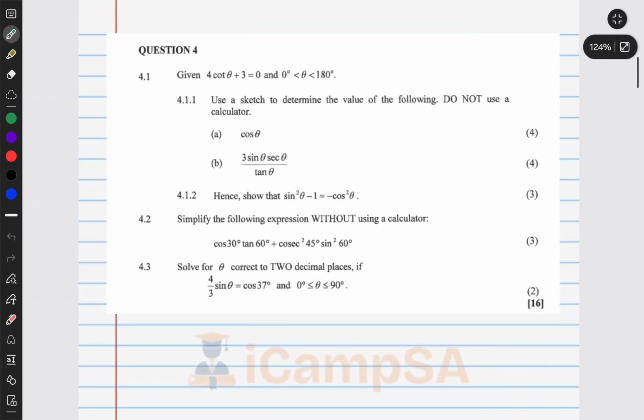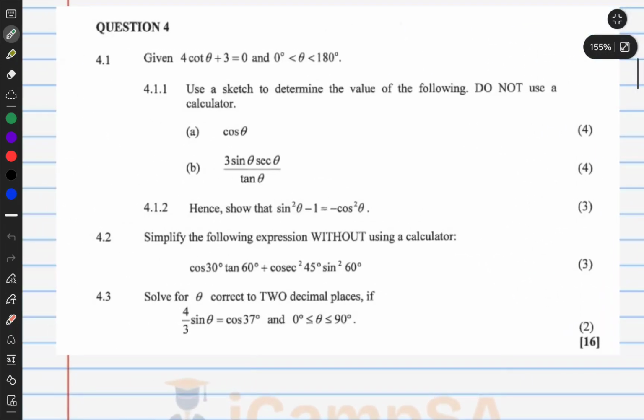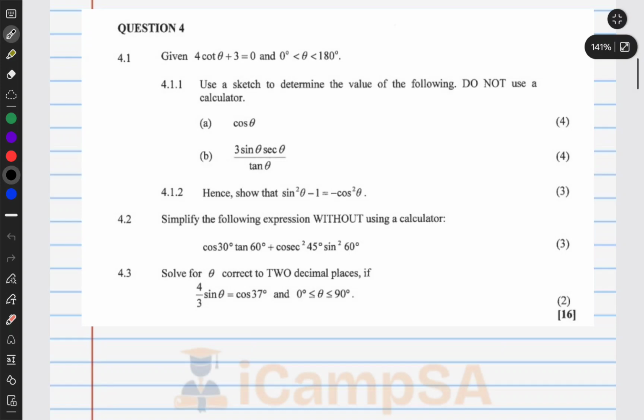Let's get into it. So for question 4, given 4 cot theta plus 3 is equal to 0, and theta is found between 0 and 180 degrees. Use a sketch to determine the following. Okay, now before we can even get to the sketching part, let's try to make sense of what we are given there.